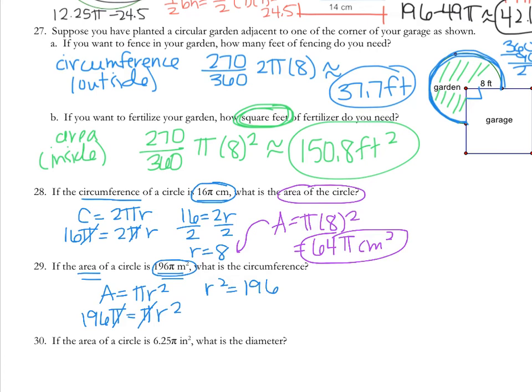And then we've got to get rid of the squared. Remember, to get rid of the squared, you have to take the square root on your calculator. That would tell you that r is 14. And then they want us to find the circumference. So the circumference is going to be 2 times pi times the radius, which is 14. And that's how I get 28 pi meters.